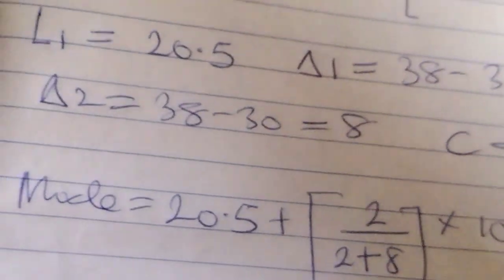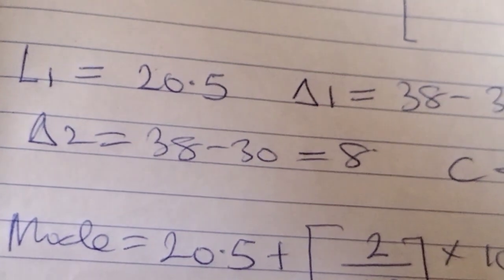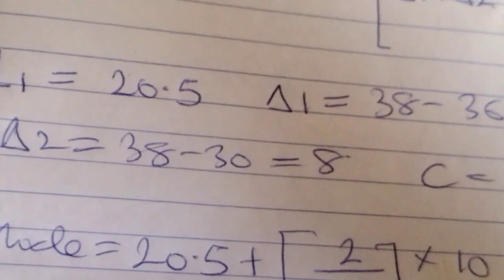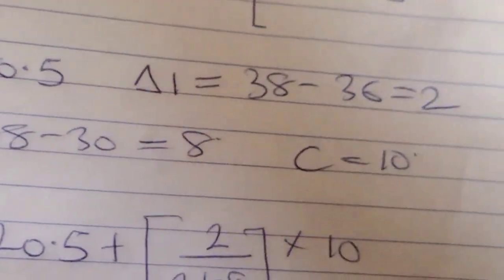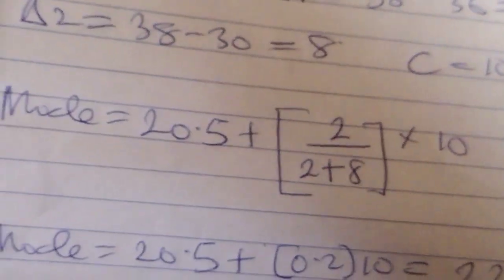That gives you 2. And then delta 2 is 38 minus 30, the frequency of the modal class minus the frequency of the class after the modal class. That gives us 8. The class width is also the same, 2. So we input everything in the formula.